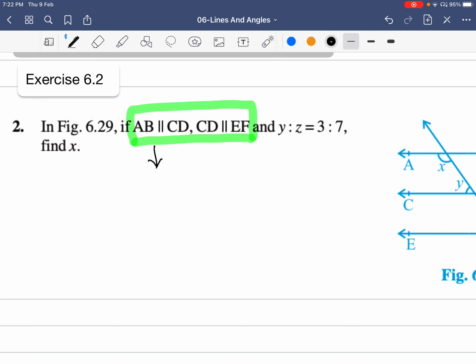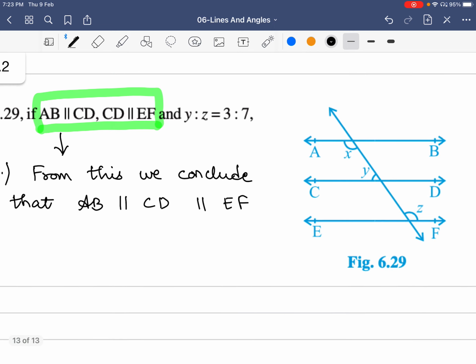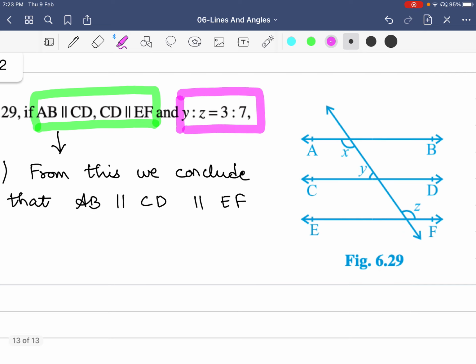So that is the first point which we're going to mention. So I'm just going to make here point number one. From this information we conclude that AB is parallel to CD, which is parallel to EF. All three lines are parallel to each other. That is the conclusion. Now the second key information that is given to us is the ratio of angles Y and Z, 3 as to 7. So let's focus on that.